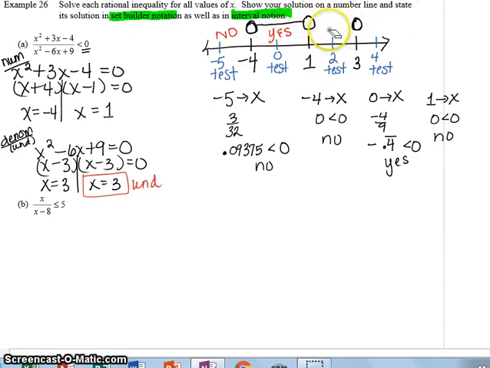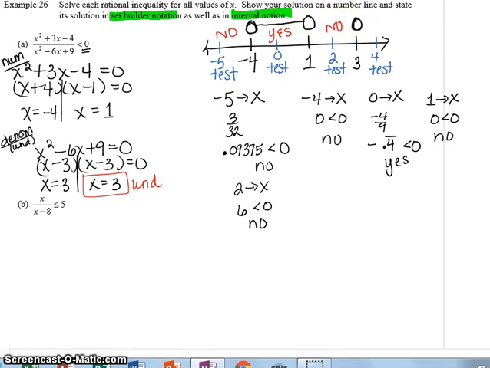You're going to do the same. You still have to test 2, and you still have to test 4. So when I test 2, stored as X, go to your calculator, and then go back up and highlight the whole thing. And when I store 2, I get a value of 6. Is 6 less than 0? No, that's not true. So that means all the numbers in between 1 and 3 are also a no.